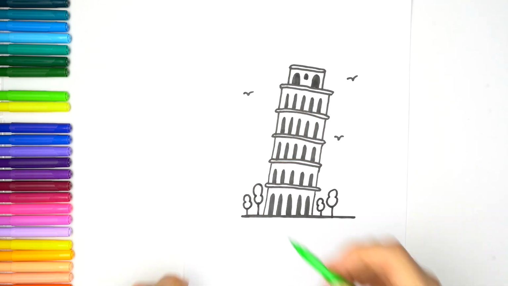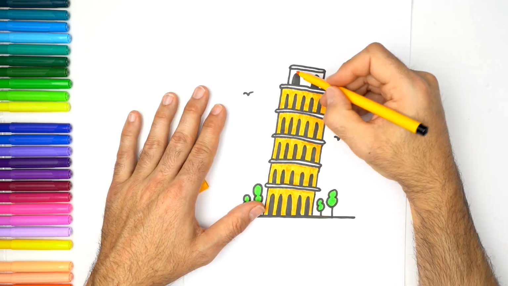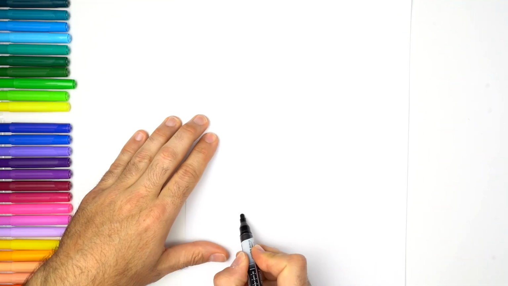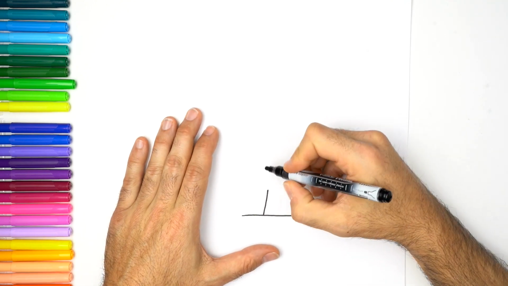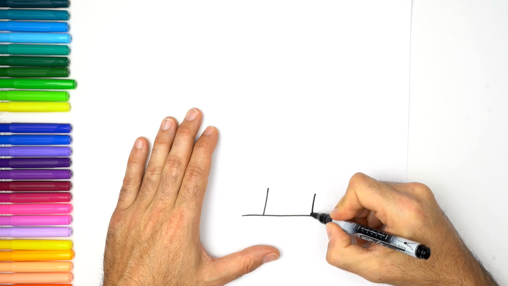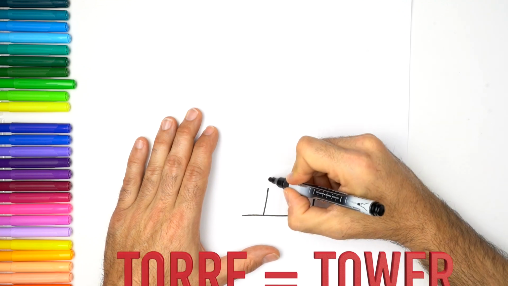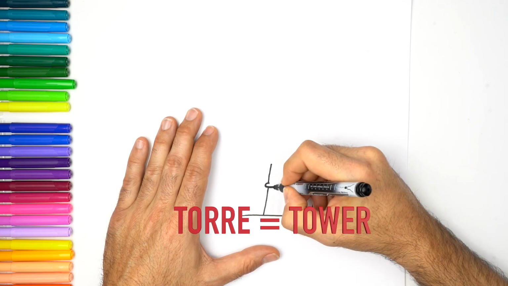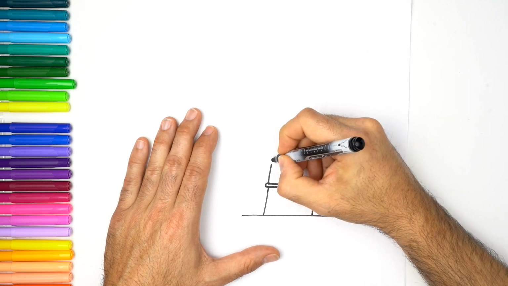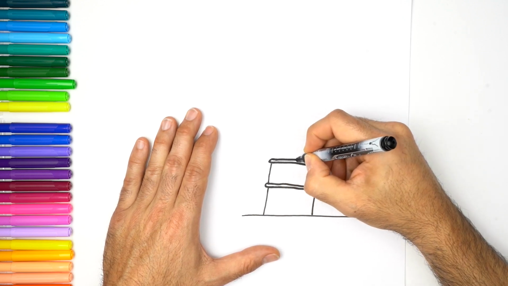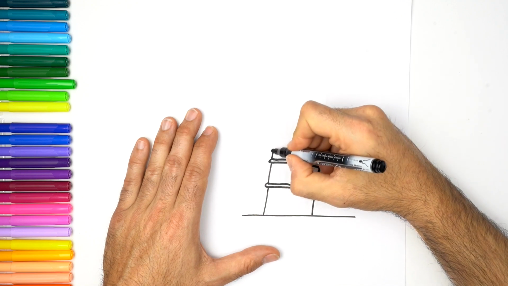Today we are going to draw the Tower of Pisa while we learn Spanish. The Tower of Pisa is a tower located in Italy and the city is called Pisa. Tower in Spanish is TORRE. Do you know the most curious thing? It is leaning.